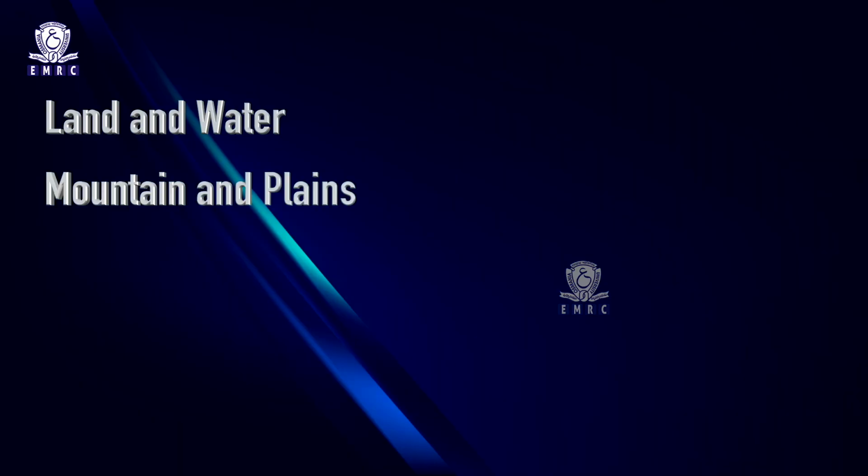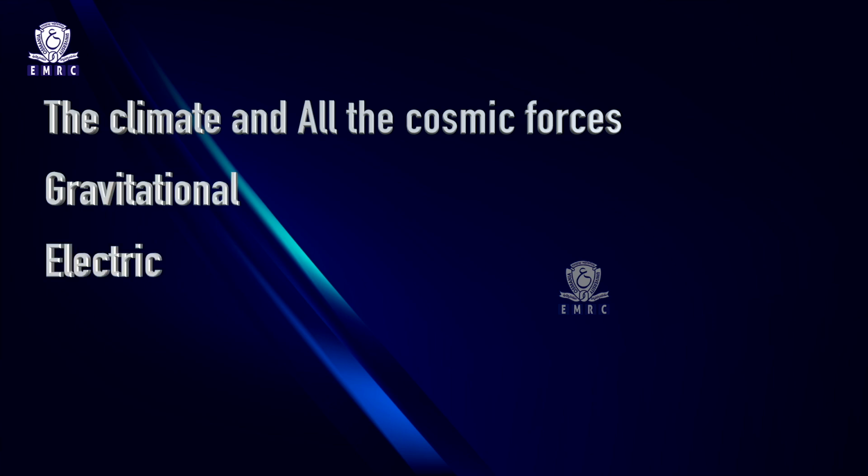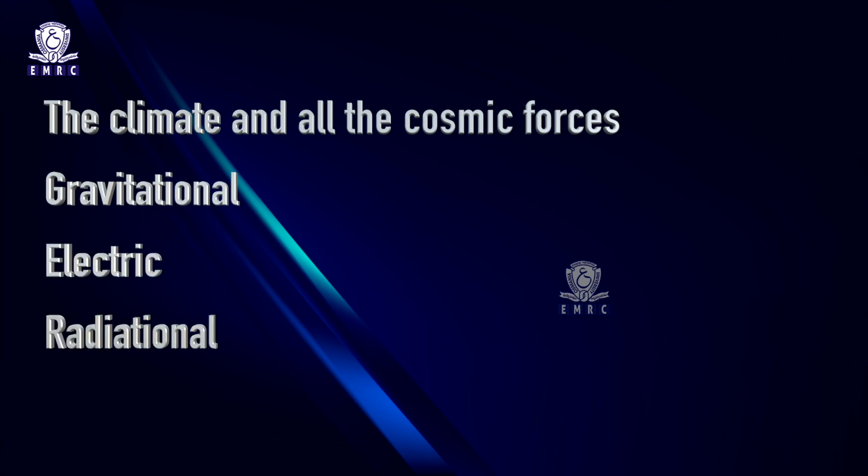According to MacIver, geographic environment consists of those conditions that nature provides for man. It includes the earth's surface with all its physical features and natural resources, the distribution of land and water, mountains and plains, minerals, plants and animals, the climate and all the cosmic forces, gravitational, electric, radiational, that play upon the earth and affect the life of man. There is a correspondence between physical condition and modes of living.